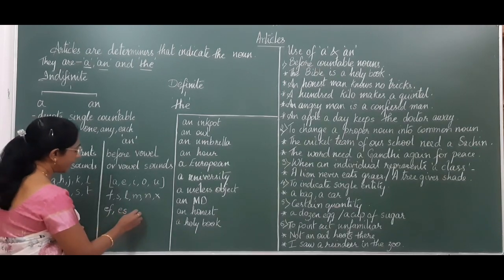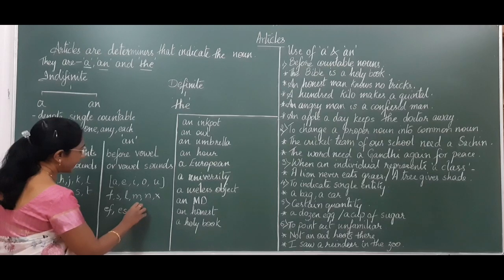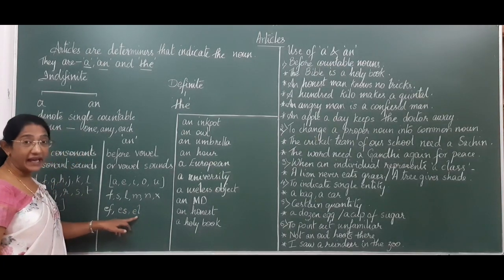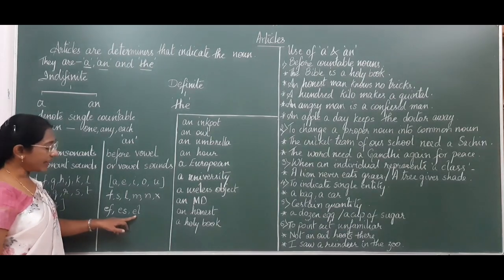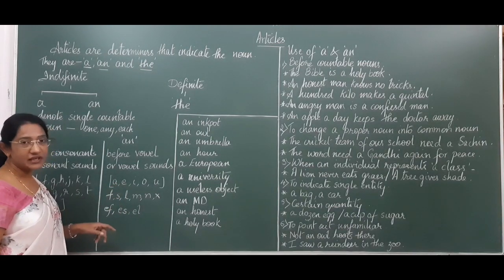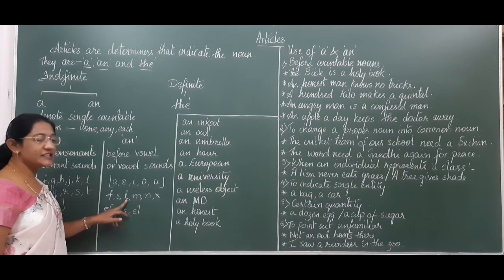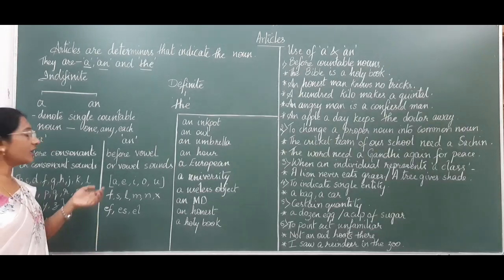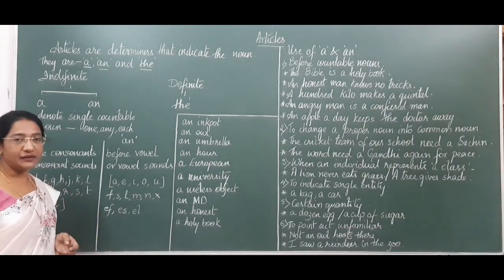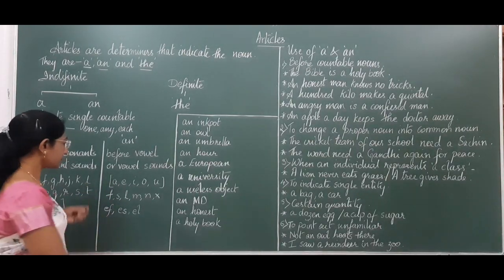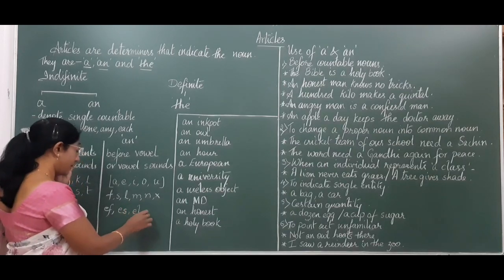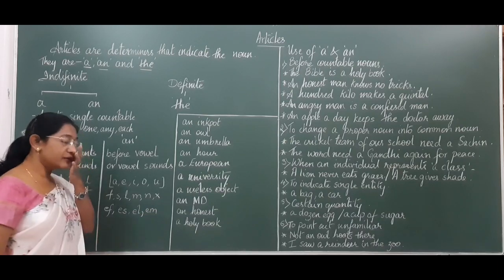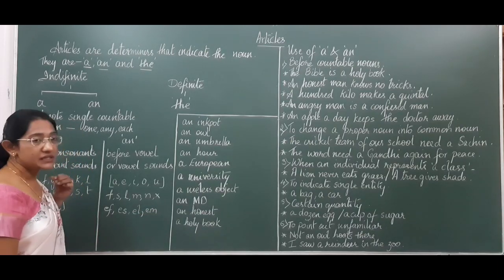Okay. So, L. You can see it begins with the A, L. So, A sound is a vowel sound. Though the word begins with consonant L, if it is producing a vowel sound in the beginning, then we use an. M. M is producing a vowel sound, M.